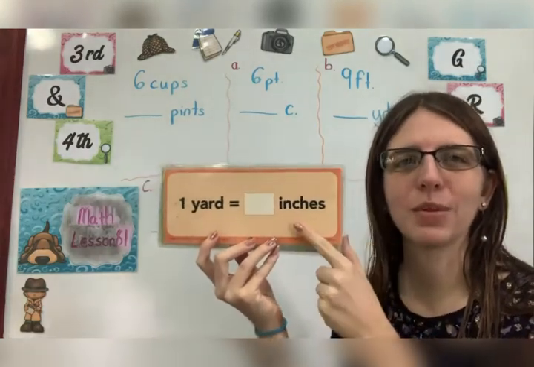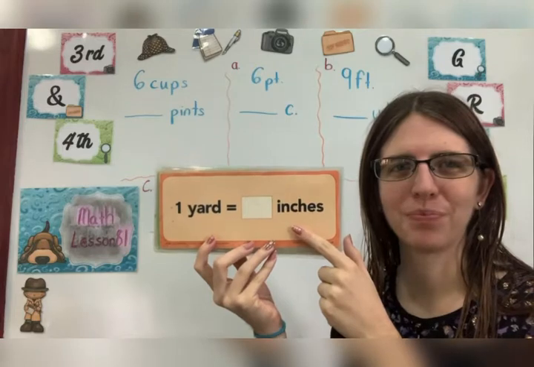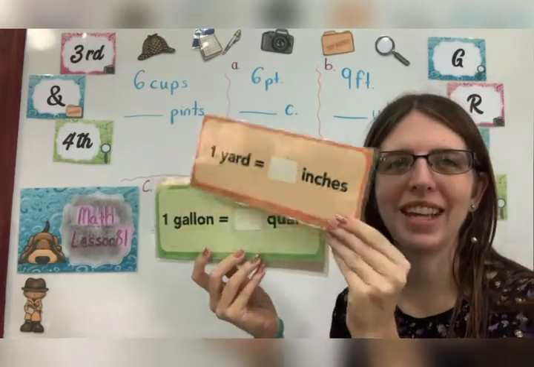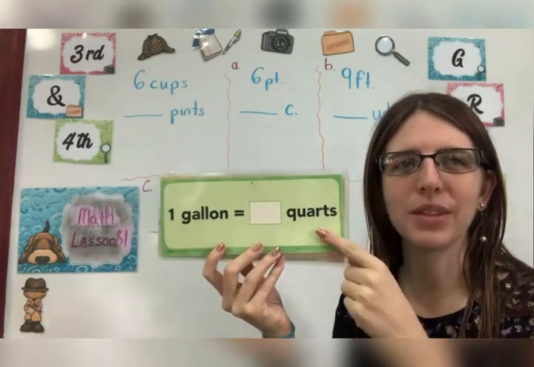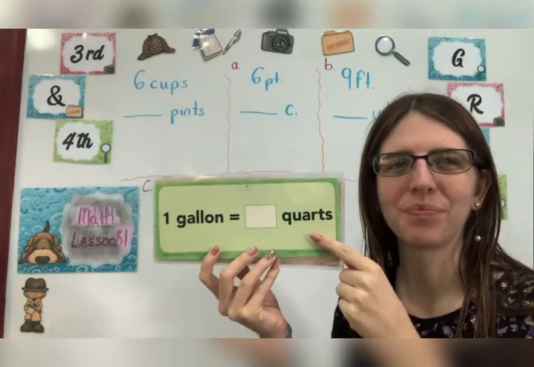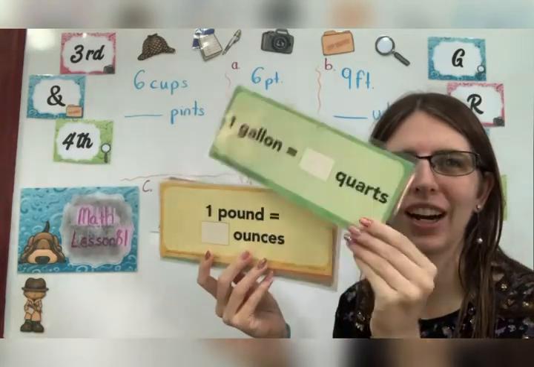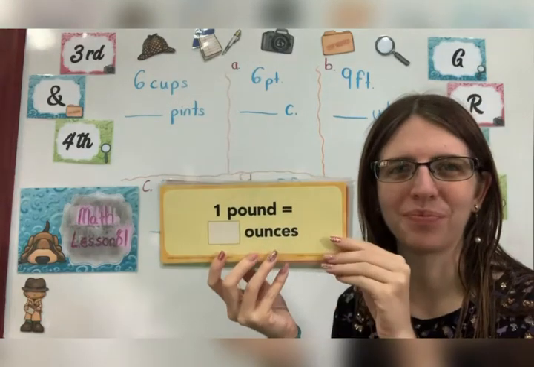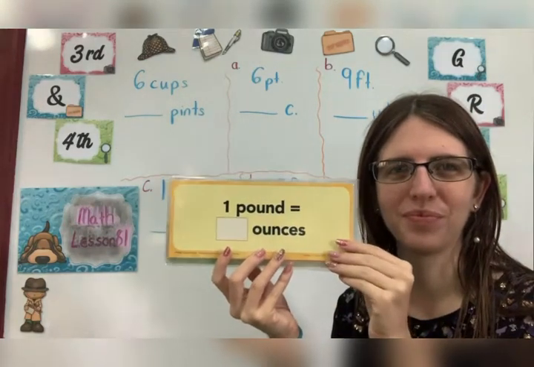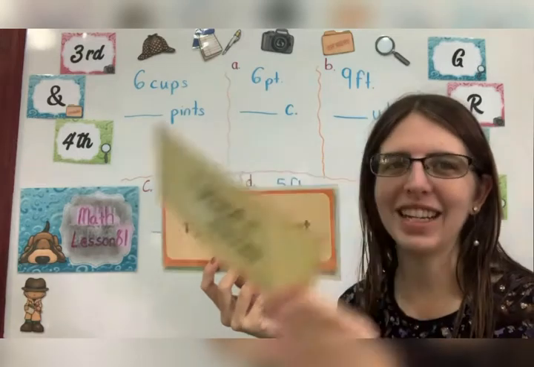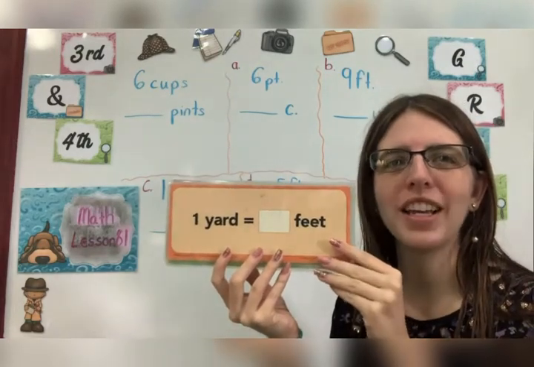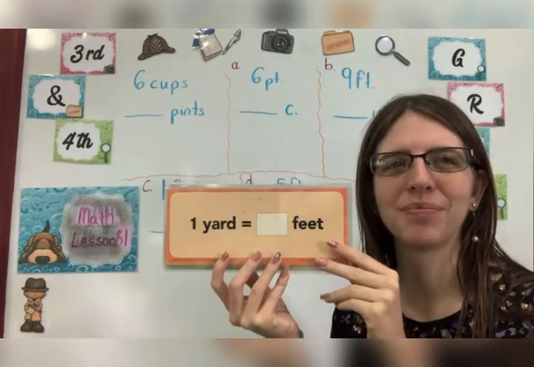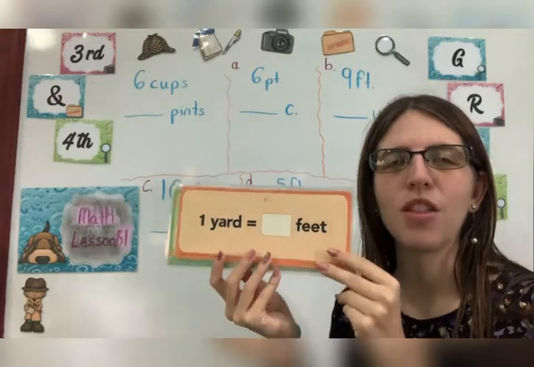1 yard equals how many inches? 36. 1 gallon equals how many quarts? 4. 1 pound equals how many ounces? 16, good job. 1 yard equals how many feet? 3, very good.